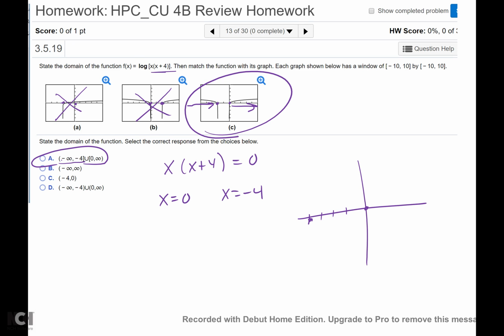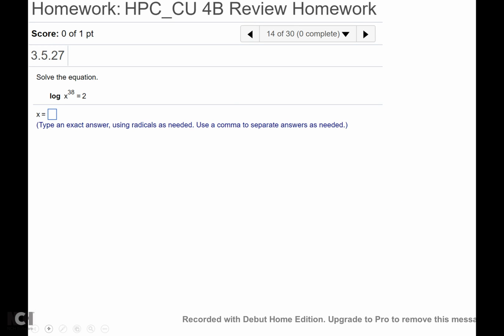And if all else fails, you could type it in the graphing calculator and look at your domain that way. Alright, solve this equation. Again, we have a log on one side. If they don't write a base, it's 10, so roll the log and the base moves over, which gives me x to the 38 equals 10 squared.